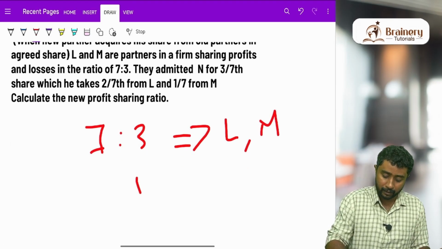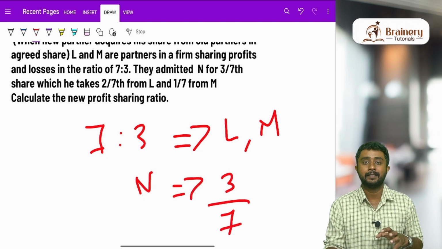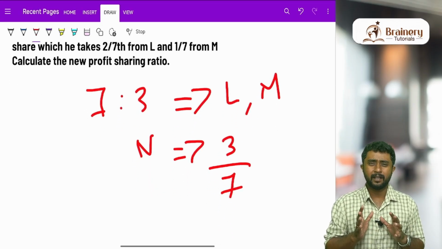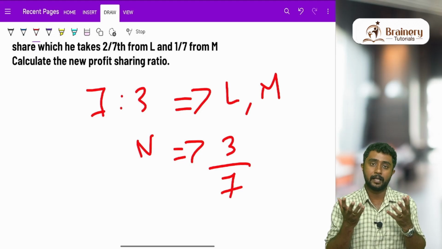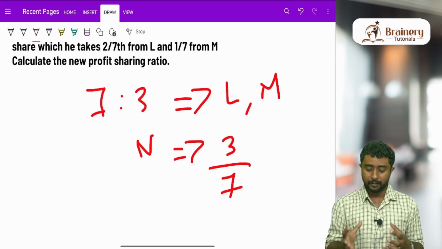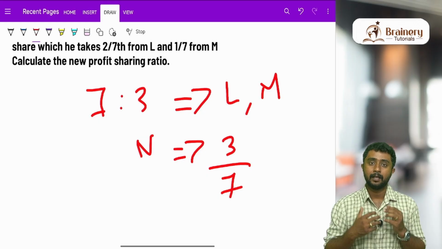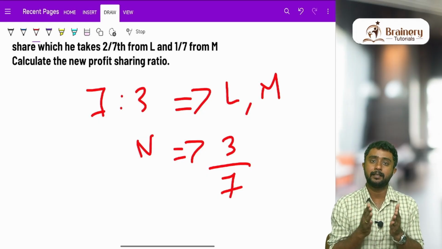They admitted N for 3/7 share. 3/7 share is given. That means N will get 3 shares out of 7 shares of profit. So we can convert all these things into words like this. Instead of saying 3/7, we can say: out of 7 shares of profit, N will be getting 3 shares of profit.